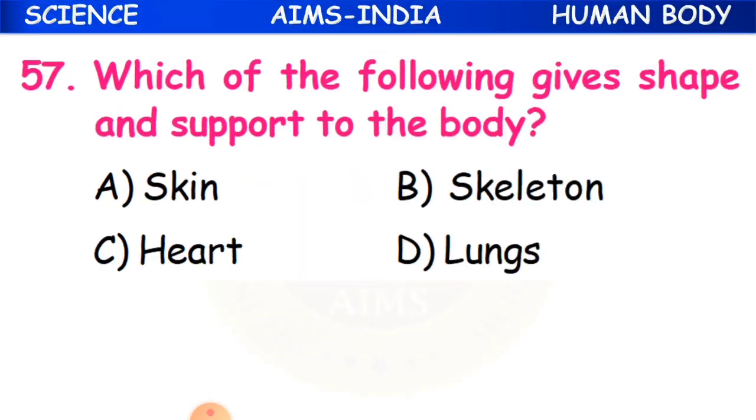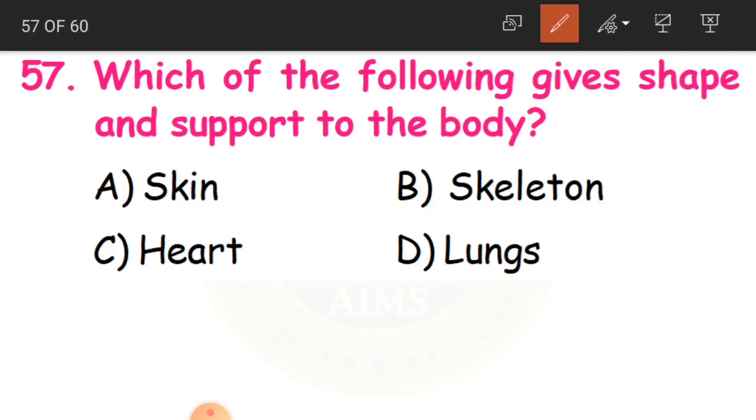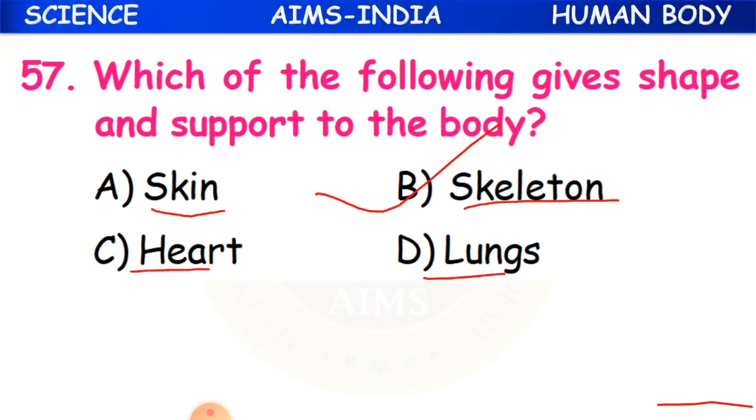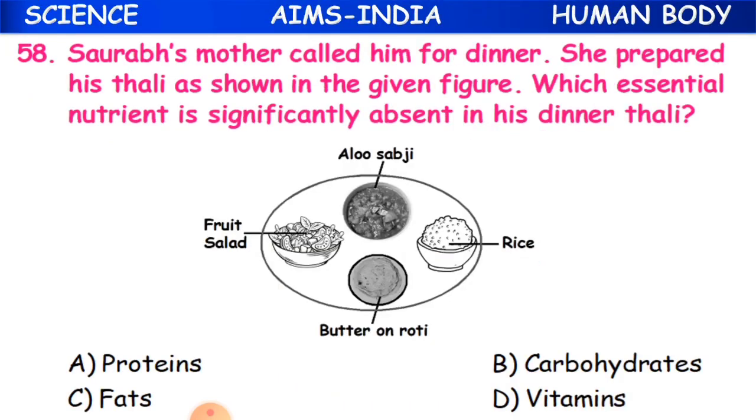57th. Which of the following gives shape and support to the body? What organ or part supports our body for its shape, whether skin, skeleton, heart or lungs? Obviously, skeleton. B option, children.